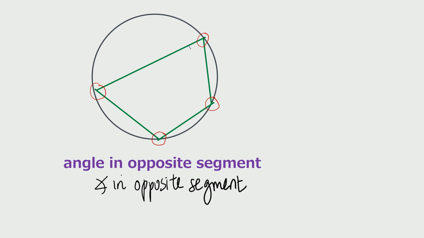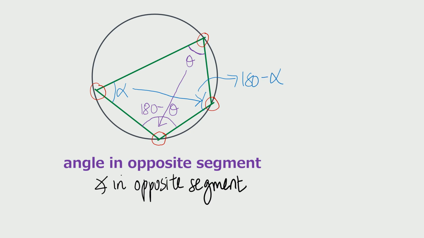Supposing this angle here, let's say I call it theta, then the one opposite will be this angle here. So this angle here will be 180 minus theta. It can also be this angle here. Let's say this angle here, I'm going to call it alpha. Then the opposite angle will be this one here. You can just draw an arrow. So this angle here will be 180 minus alpha. This is what it means by angle in opposite segment.